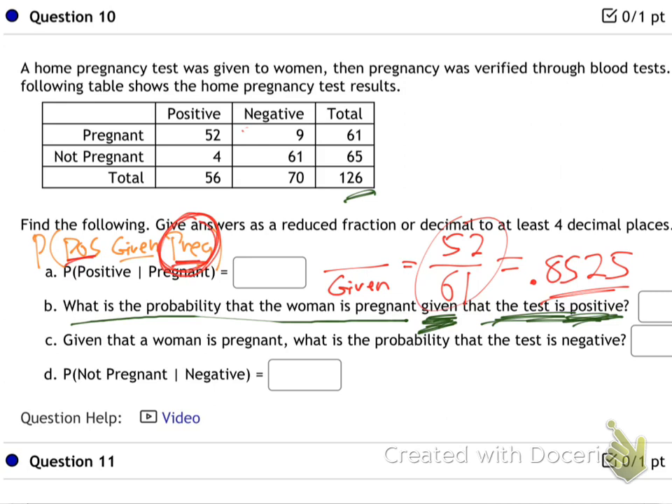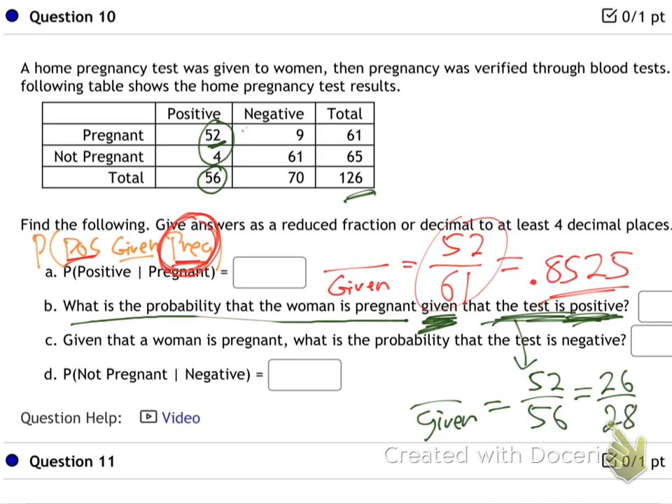How many people tested positive? 56. It's the 52 and the 4. Those people all tested positive. So that's our denominator. The given is always the denominator. That's the 56. And out of those, how many were pregnant? 52, the great majority. If you reduce it to a fraction on your calculator, I think it'll be 26 out of 28, or 13 out of 14. So 13 out of 14, or you could do a decimal. It'll go either way.